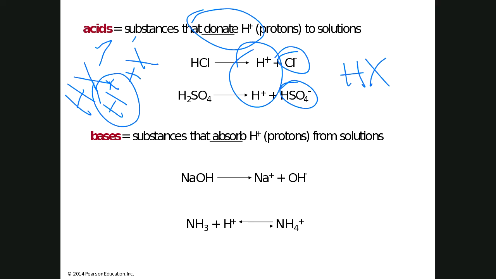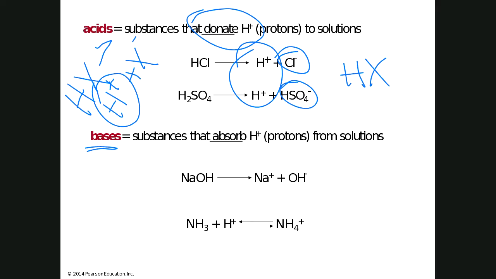Okay, enough getting us ready for breakfast. Let's talk about a base. A base is the opposite of an acid. It's something that absorbs protons, right? So it's not a proton donator. That's an acid. A base is a proton acceptor.